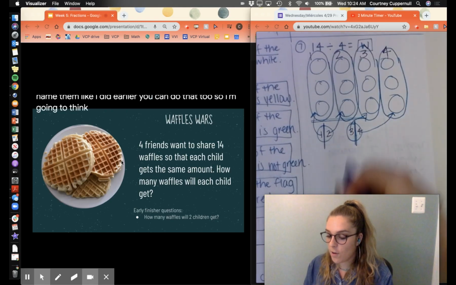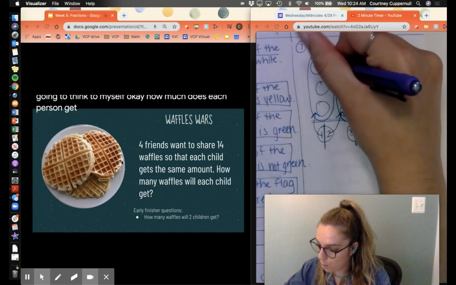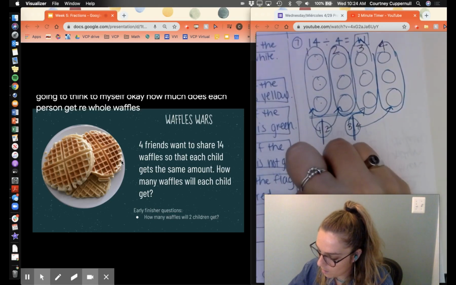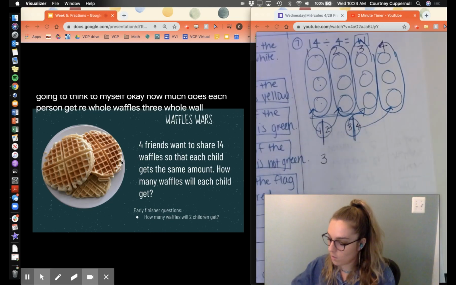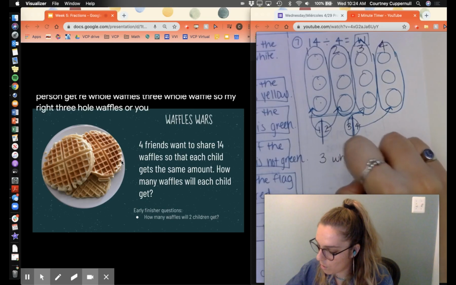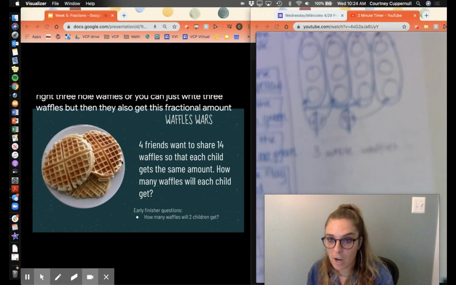So I'm going to think to myself, okay, how much does each person get? So I know that they get 1, 2, 3 whole waffles. So 3 whole waffles. So I'm going to write 3 whole waffles, or you can just write 3 waffles. But then they also get this fractional amount. How much is that fractional amount?